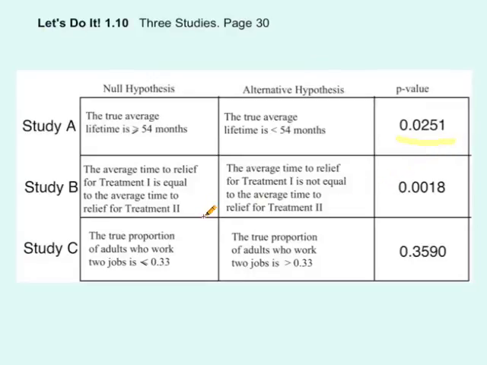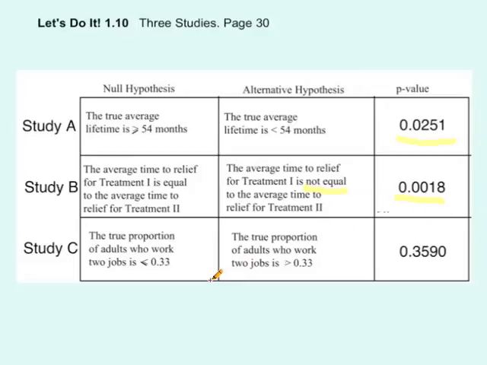In Study B, we've got the average time to relief for treatment 1 is equal to the average time of relief for treatment 2, versus that the time to relief for treatment 1 is not equal to, we're going to read that in a bit, the average time to relief for treatment 2. And the corresponding p-value in this study is less than 1%, 0.0018, okay?